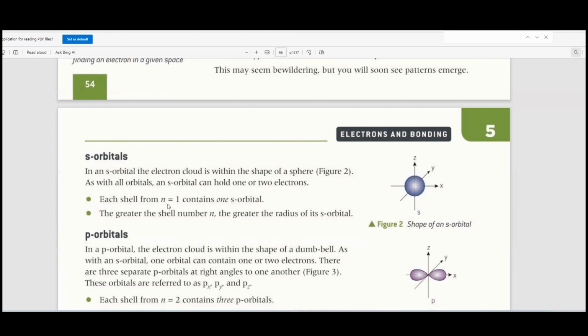Each shell from n equals 1 contains one S orbital.